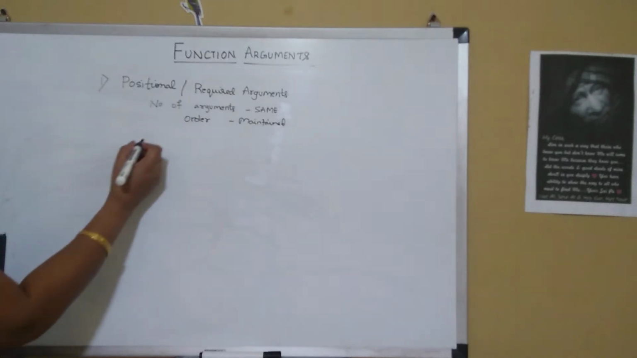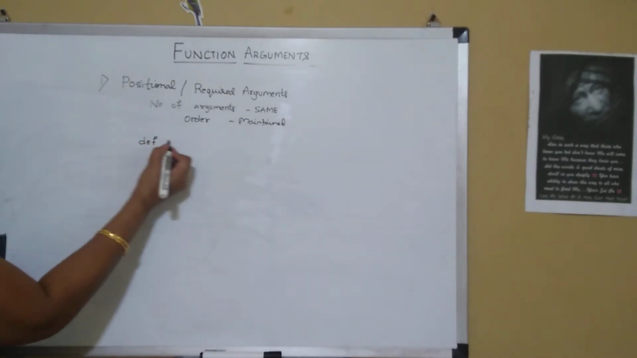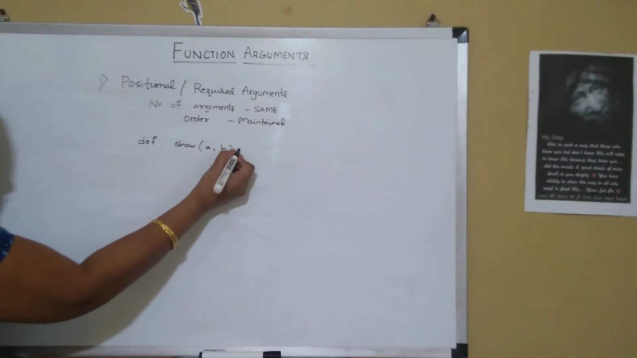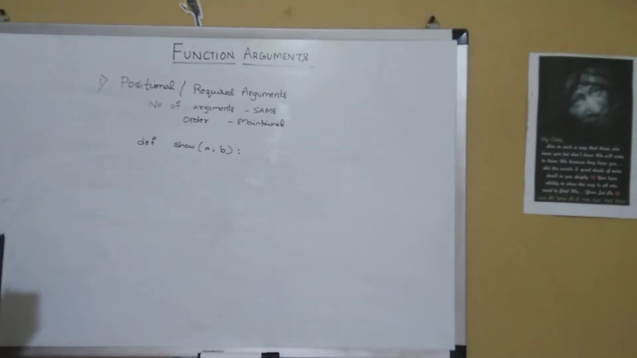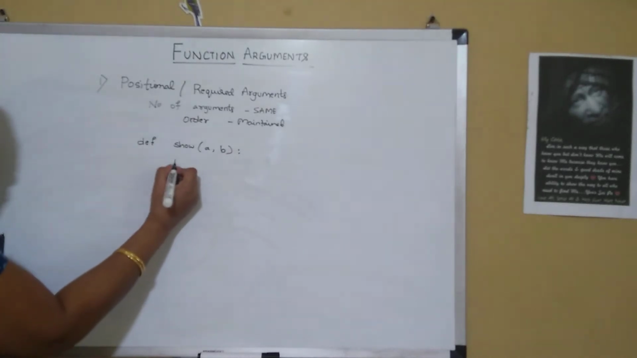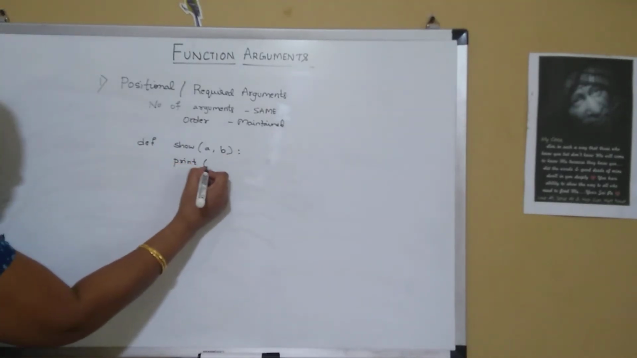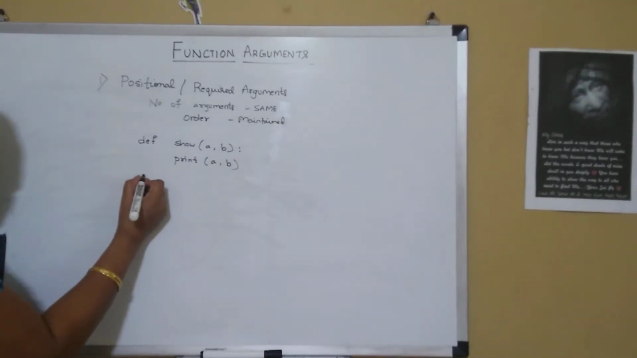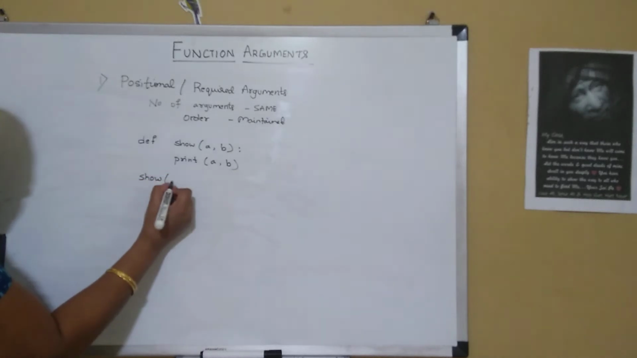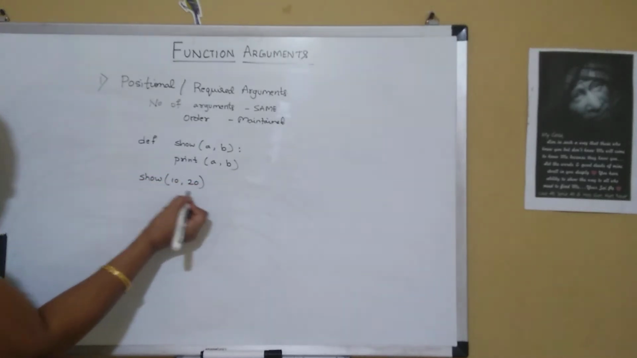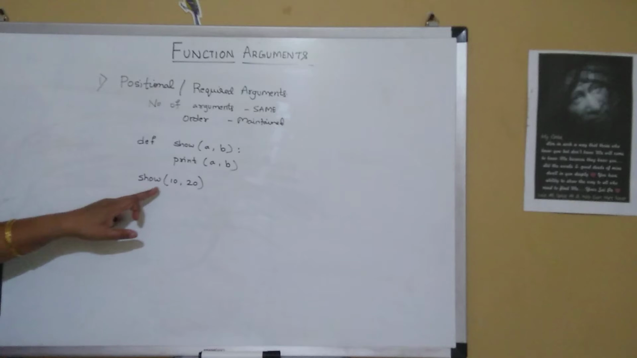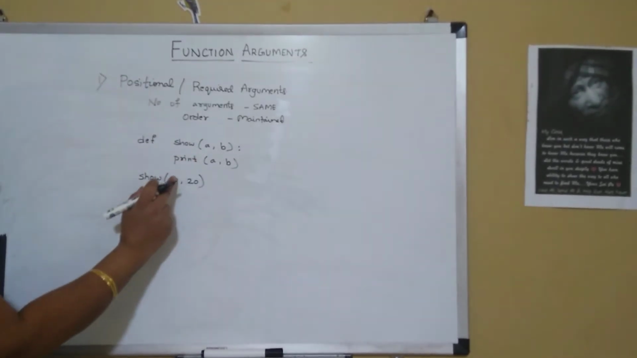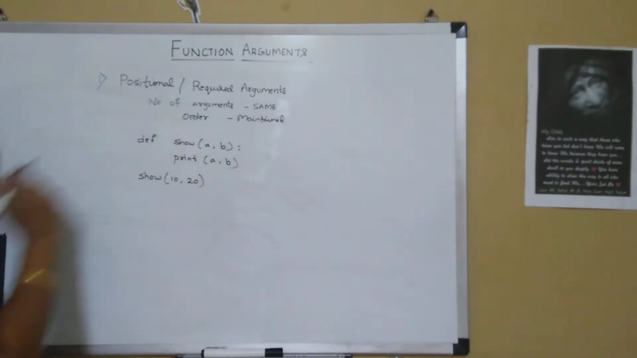So for this, an example would be, let me say def show is my function name, and I have taken 2 parameters, a comma b. Now let me have one statement where I print my a and b. Now let me call this function with show 10 comma 20. So whenever it encounters show 10 comma 20, it will call the function show, and 10 will be assigned to a, 20 will be assigned to b.